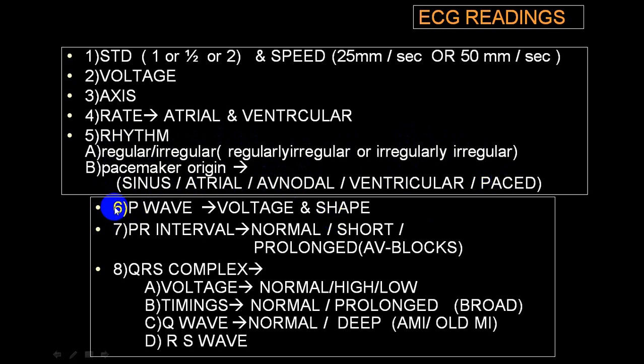Then we start going through all the different components of the ECG complex, that is P wave, PR interval, QRS complex, and in each, what you look for. I've just mentioned it here, but we'll be going through them individually in separate lectures. Say in QRS, we look at the voltage criteria, whether it is normal, high or low. As far as the duration is concerned, whether it is normal or prolonged. Then Q wave, whether it is normal or deep. R wave, S wave, etc. In PR interval, whether it is normal, short or prolonged.